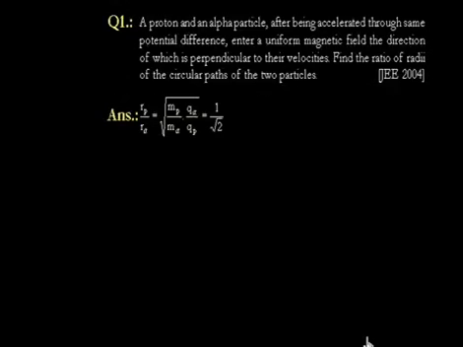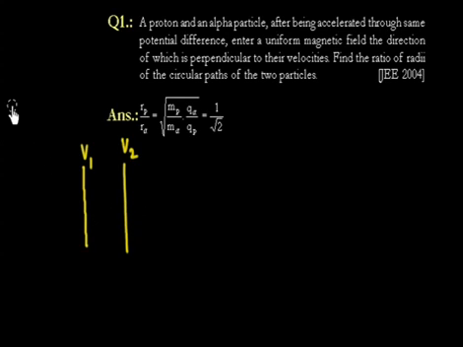So this is an easy problem. This says we have a proton and an alpha particle, after being accelerated through the same potential difference. So let us say this region of space contains some potential difference, and this is potential V1 and this is potential V2. Two particles are accelerated through this potential difference.